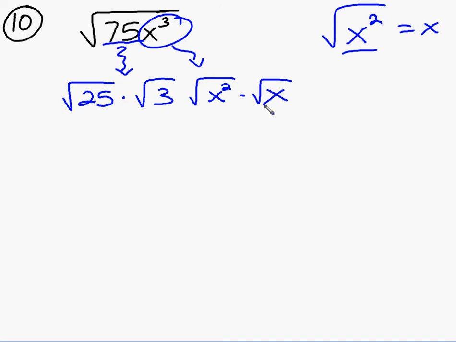Isn't x squared times x, x cubed? All I did was break it up a little bit so I could get a perfect square. So look what I've got. I have a perfect square here and a perfect square here. Those come out. So what's the square root of 25? 5. What's the square root of x squared? X. Everything else stays under the radical. The square root of 3x.